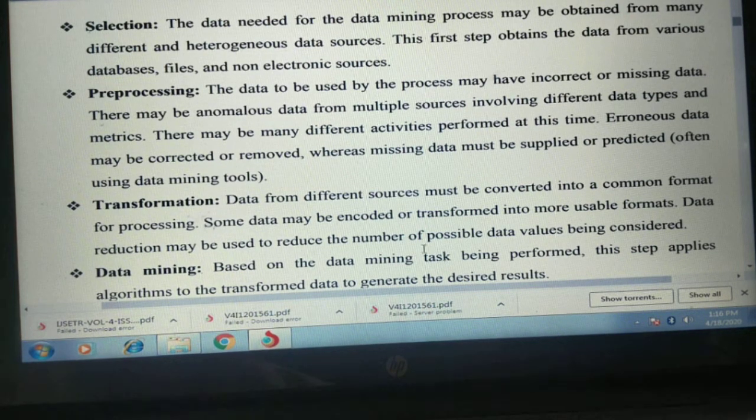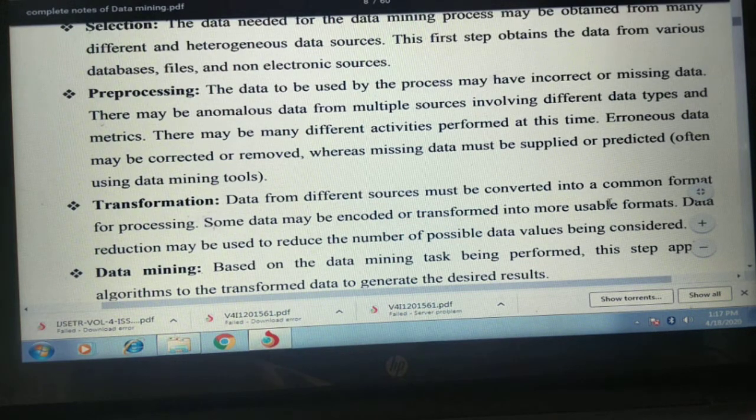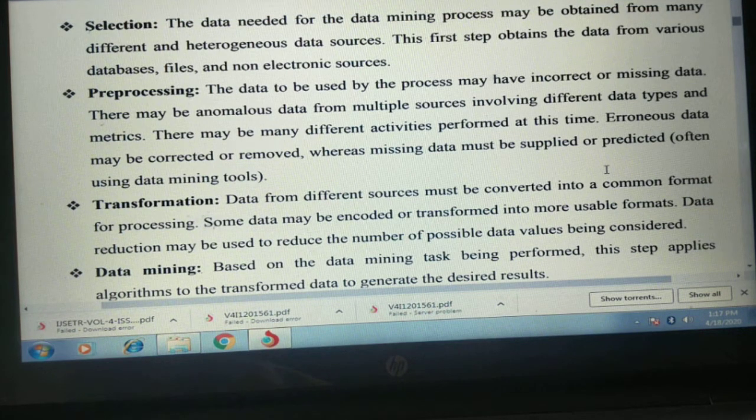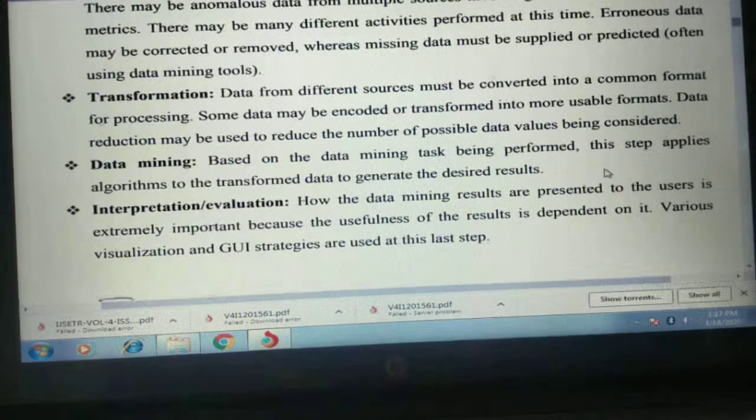Second step is pre-processing. The data used by the process may sometimes have incorrect or missing data, because we are receiving the data from multiple sources in different formats. There may be many different activities performed at this time. A lot of data gets corrected sometimes, or unwanted data is removed, whereas missing data must be assumed, supplied or predicted in this process.